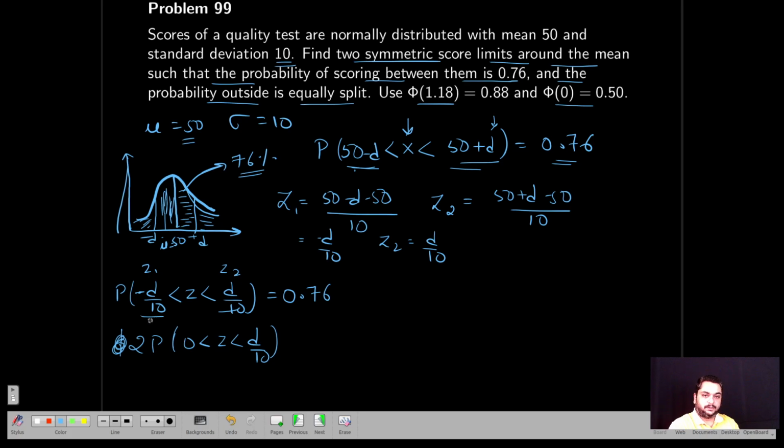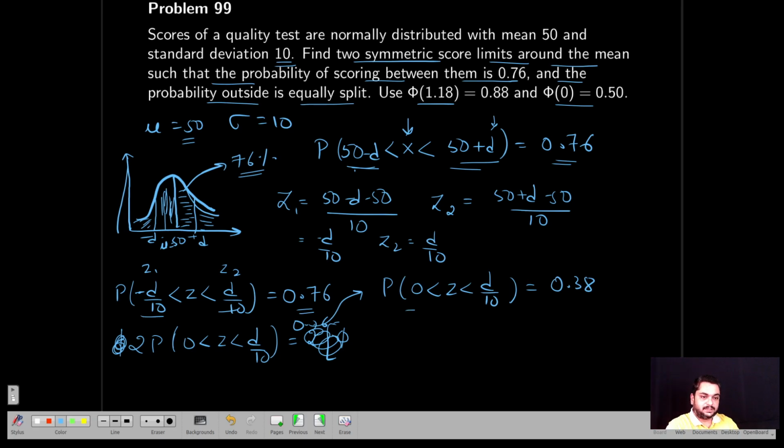Negative to positive, negative to 1 minus positive, and then 2 times that, because they are symmetric. So this is equal to 2 times phi of... let us make it simpler. Now we divide this by 2 because P of this is equal to 0.76. So P of 0 less than Z less than D by 10 is equal to, divide this by 2, so 0.38.